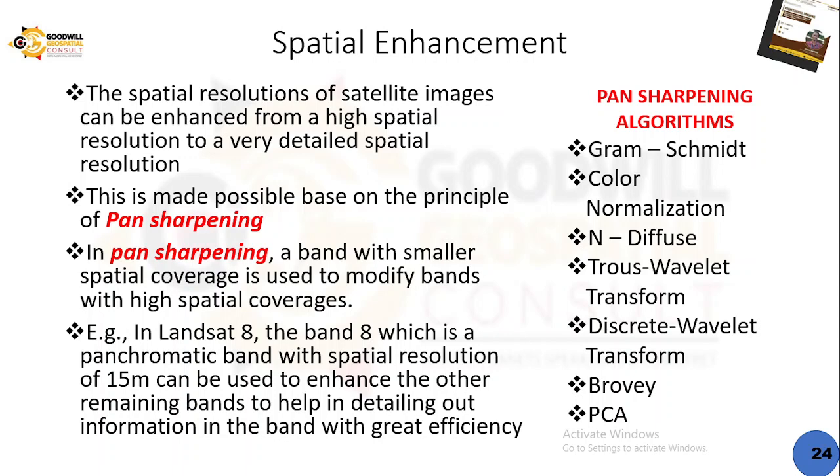There are variants of pan sharpening algorithms we can rely on to improve the spatial resolution of the images. First is the Gram-Schmidt, second is the color normalization, then we have the NNDiffuse, we have the stationary wavelet transform, we have the discrete wavelet transform, we have the Brovey, and the principal component analysis.